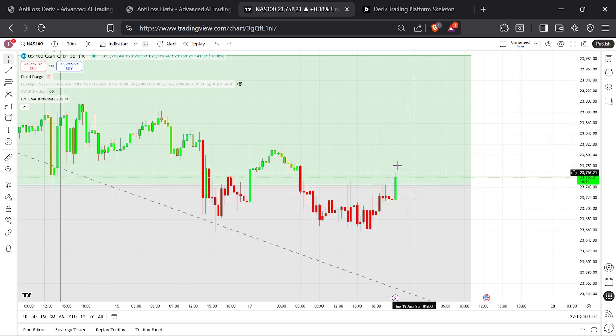But you see what's happening right here. There's this huge candle of buyers just kicking in. There's also this huge momentum candle of buyers just kicking in immediately.